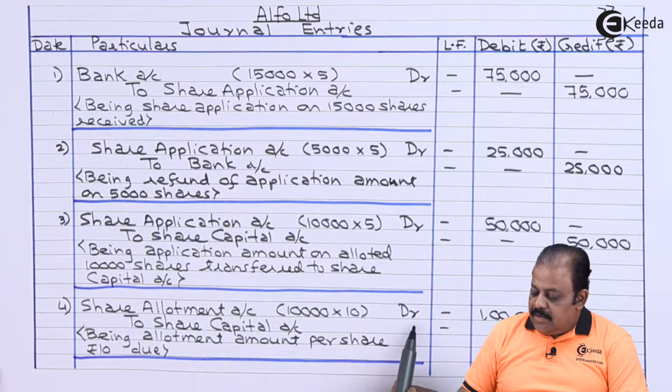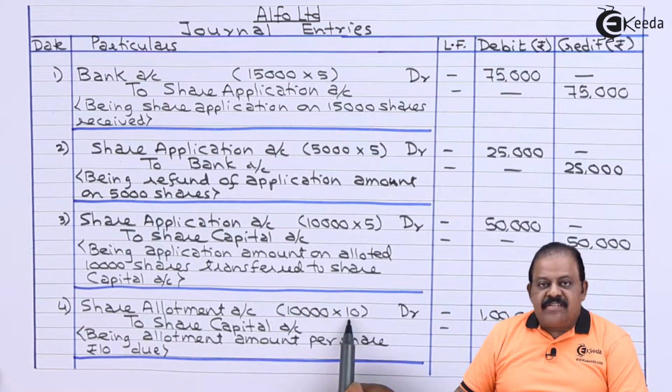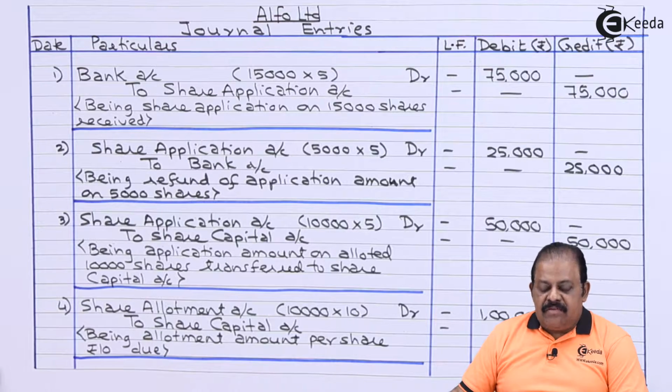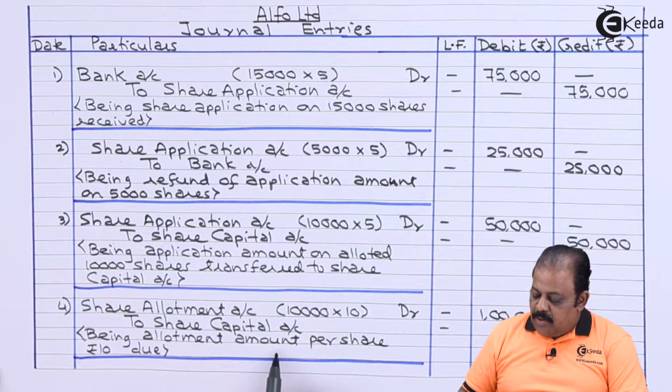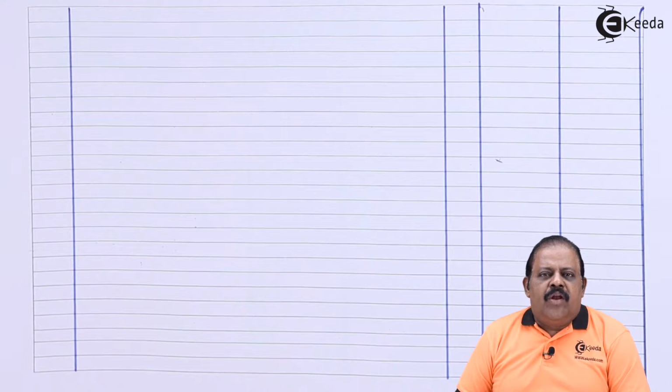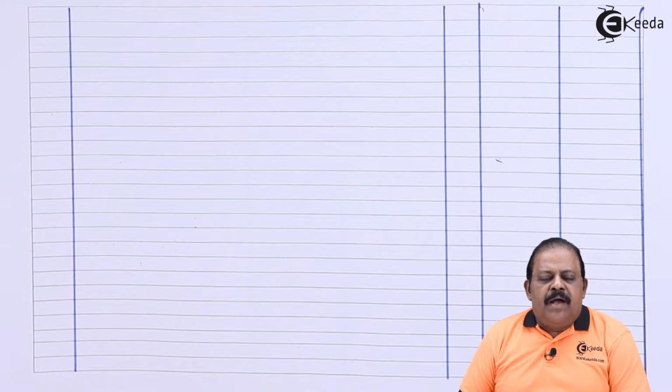Share allotment account debit on 10,000 shares, 10 rupees, it is 1 lakh, to share capital account 1 lakh, being allotment amount per share rupees 10 due for payment. All the shareholders have paid the allotment amount. So the next entry is for receiving the allotment amount.